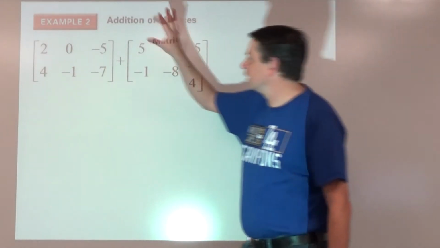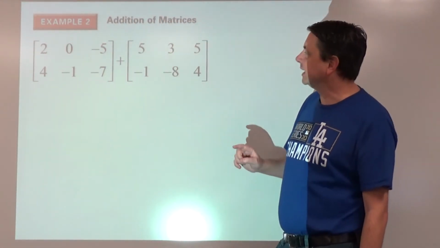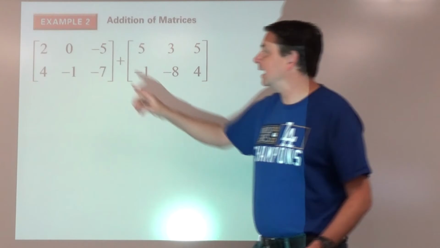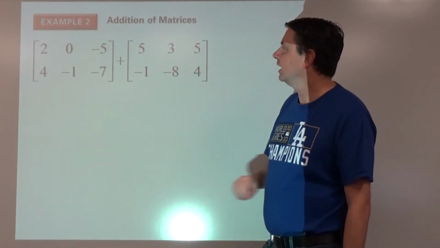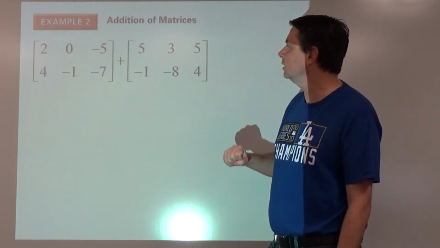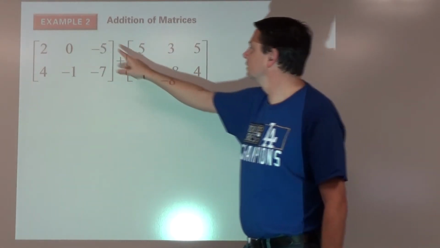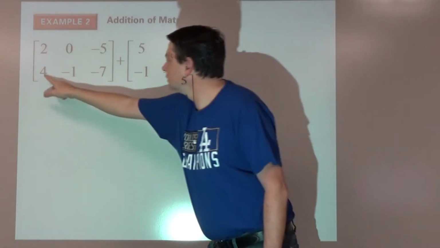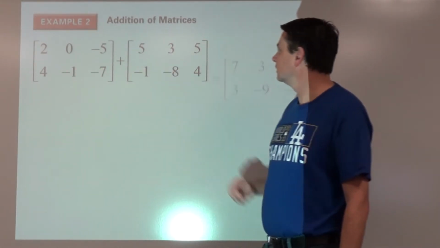So example, we've got a 2 by 3 and a 2 by 3. We can simply add entry by entry. We can do this one because they're the same dimension. And we do row 1, column 1 plus row 1, column 1. So we're going to get 7, 3, 0, 3, negative 9, negative 3.